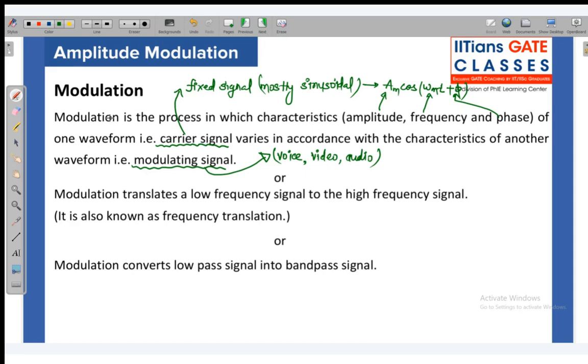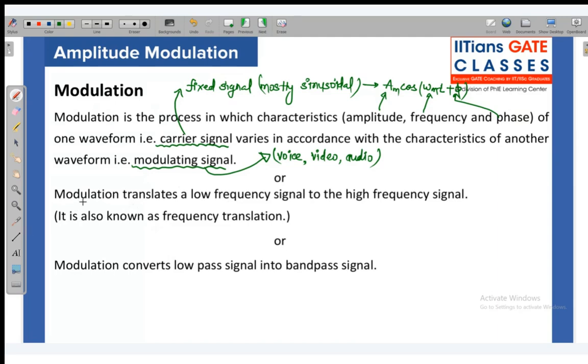A single piece of paper is your modulating signal, which will carry the information, but it cannot travel a long distance if you transmit it directly. But if you use the carrier signal to carry your information signal, then it can travel a long distance. So the distance or the range can be increased by modulation. That is the first important point to note: when we perform modulation, it increases the range of communication.